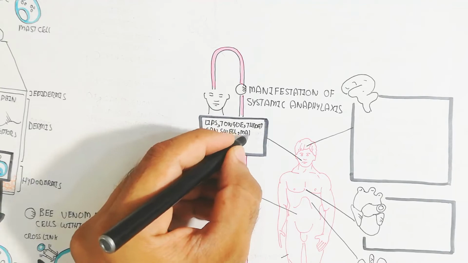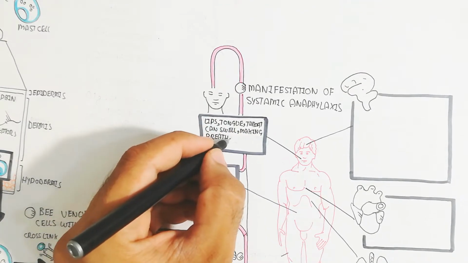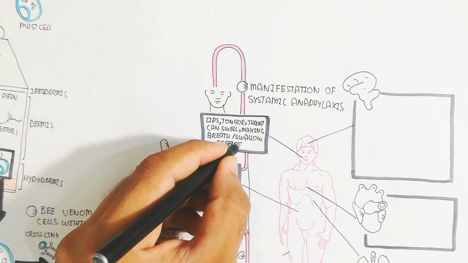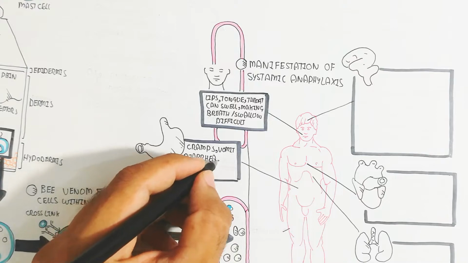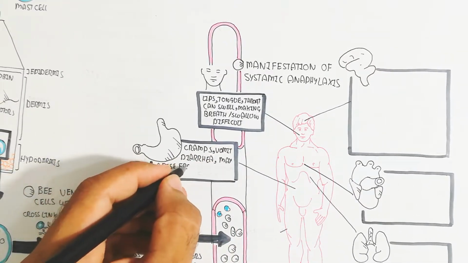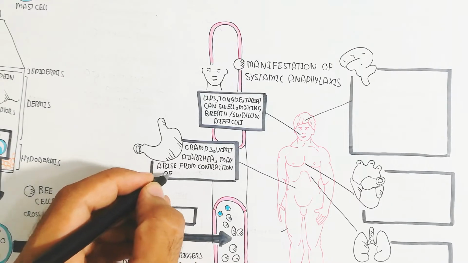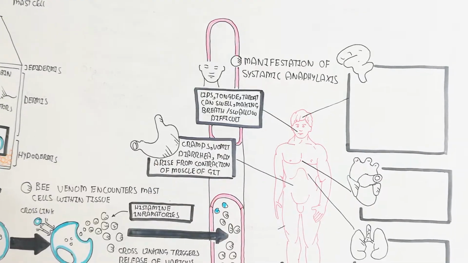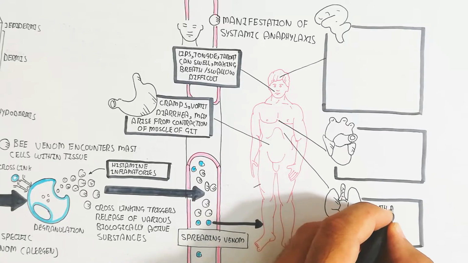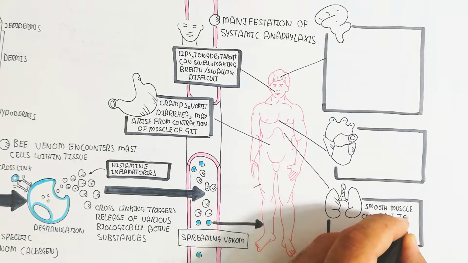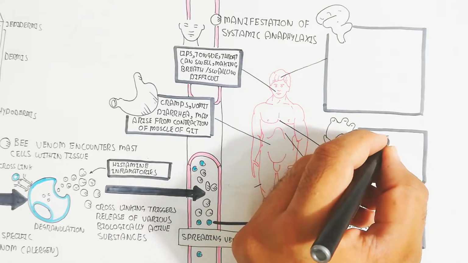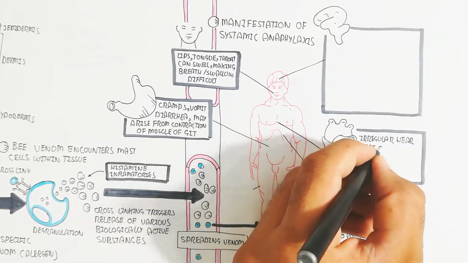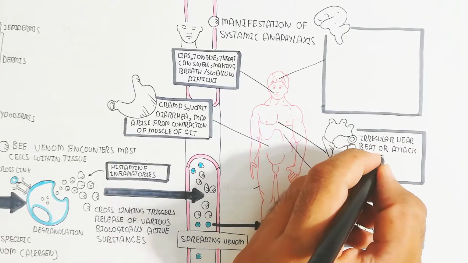The lips, tongue and throat can swell, making breathing and swallowing difficult, even fatal dysfunction. Cramps, vomiting and diarrhea may arise from contraction of the muscles of the gastrointestinal tract. So the histamine will work in this manner. On the other hand, in the respiratory system, smooth muscle contracts and narrows the lower airways, leading to asthma-like symptoms. The heart may have an irregular heartbeat, or a heart attack can be caused by low blood pressure.